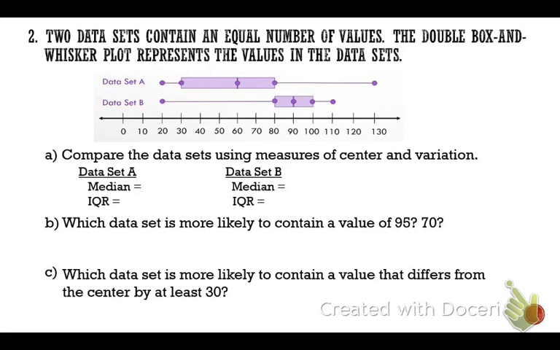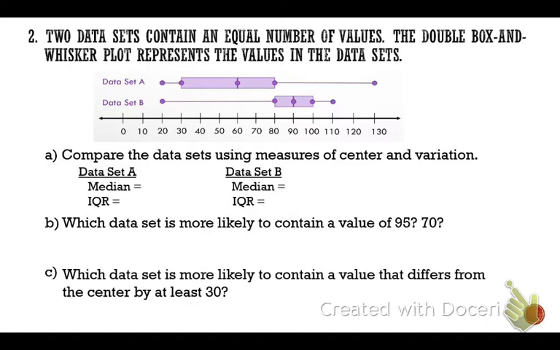The two data sets contain an equal number of values. Okay, so they each have those 5 points, the lower and upper extremes, the upper and lower quartile, and it has a number in the box. It has the median in the middle. All right, the double box and whisker plot represents the values in these data sets. Let's just imagine that down here, these are talking about the number of calories in some kind of food, okay? So compare the data sets using measures of center and variation.